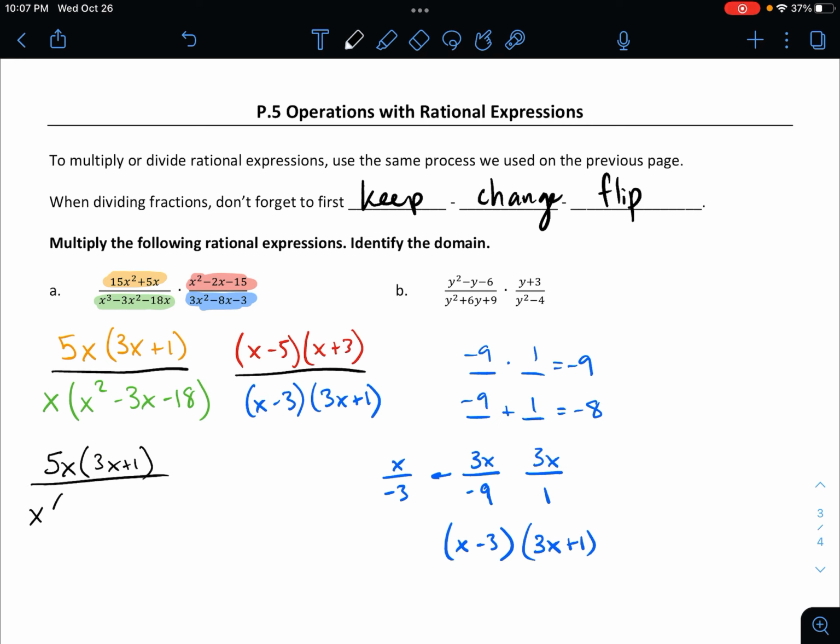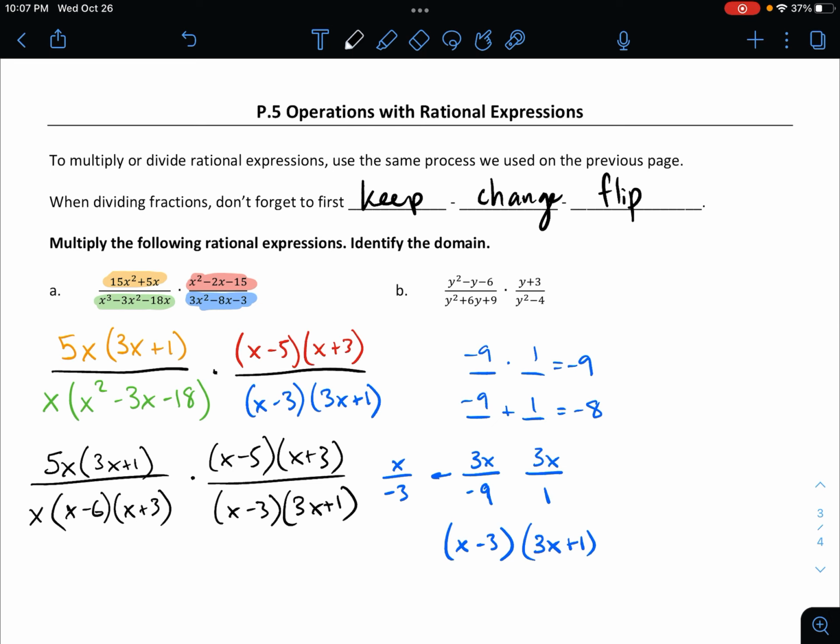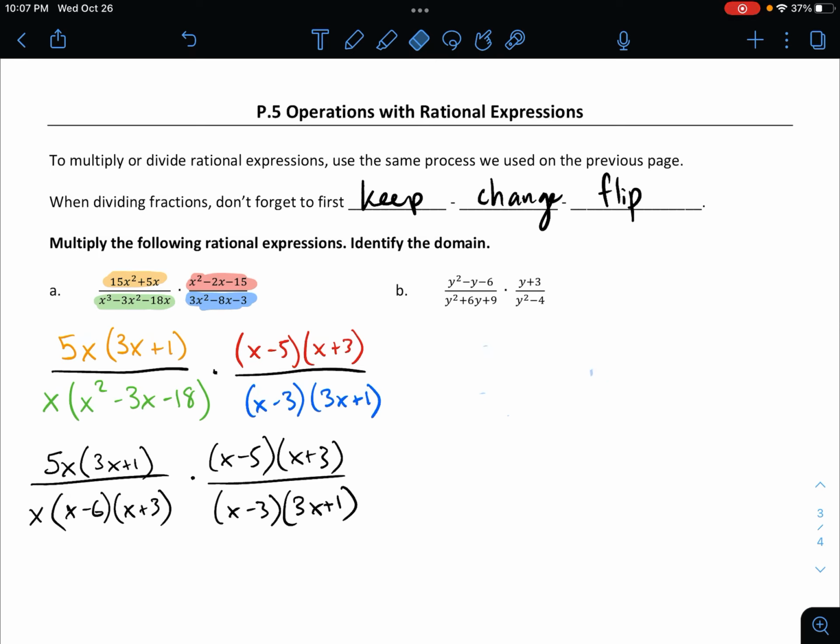We have an x out in front. When I factor this, I'm going to have an x minus 6 and an x plus 3 because negative 6 times 3 is negative 18 and negative 6 plus 3 is negative 3, so that works out. And then we've got x times x minus 6, x plus 3 over x minus 3, 3x plus 1. So when we cancel these common factors, it doesn't matter which fraction it's in.